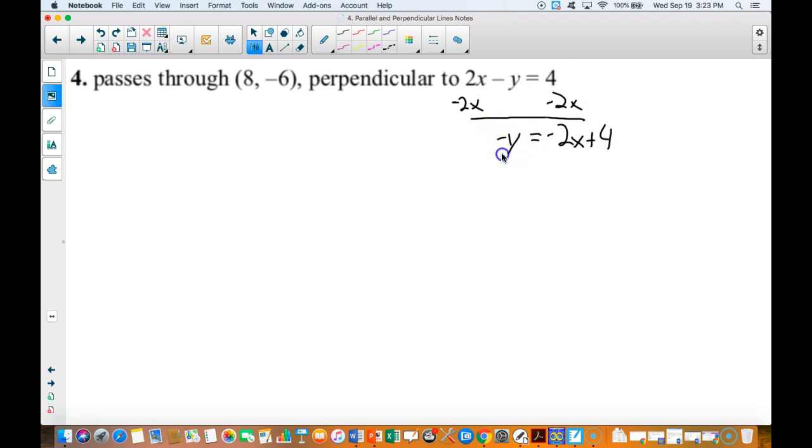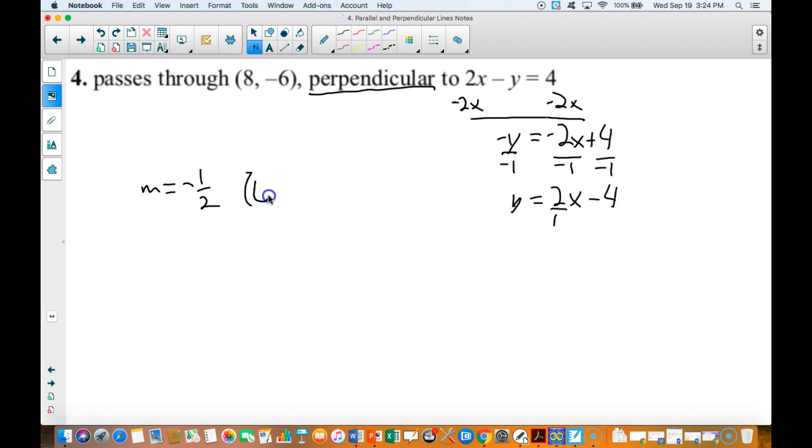And I still have that negative sign out in front of the y, so I'm going to divide everything by -1. And that'll give me y equals positive 2x minus 4. So now I can see that the slope of this line here is positive 2. But I want a line that's perpendicular. So that means I want to take this 2 and take the opposite reciprocal of it. So the opposite reciprocal of positive 2 over 1 will be -1 over 2.